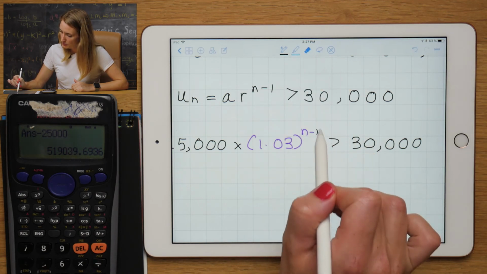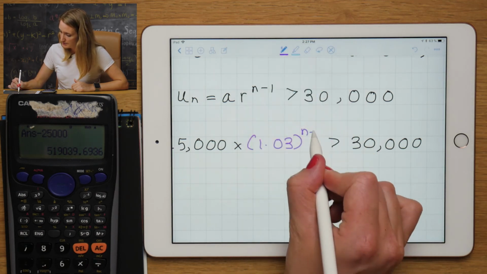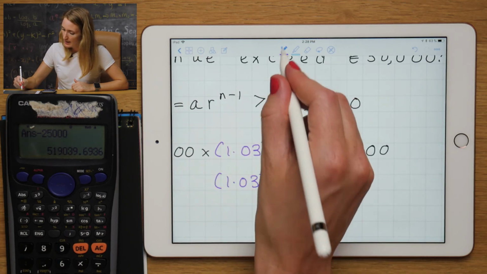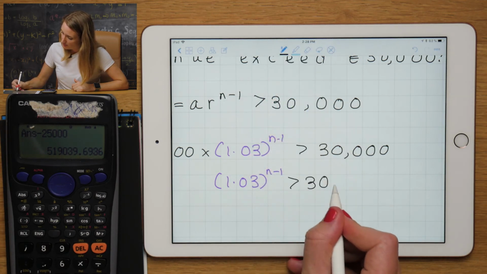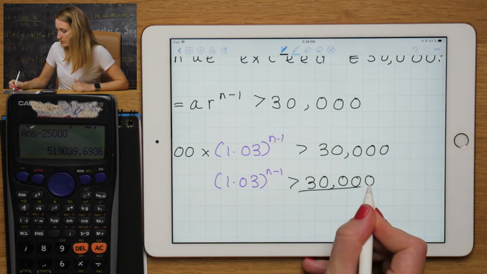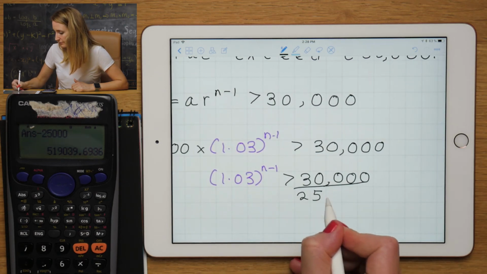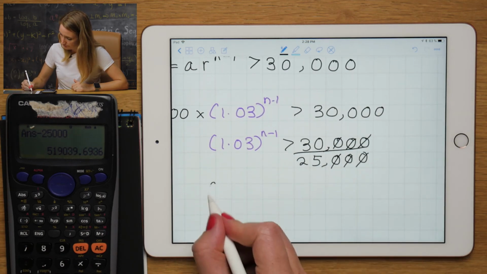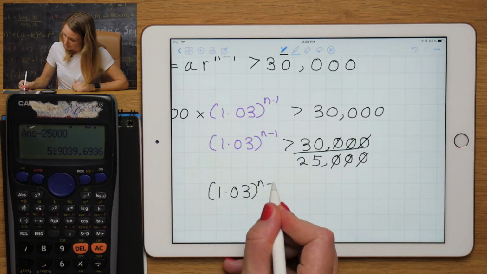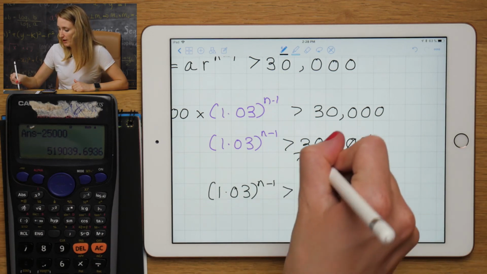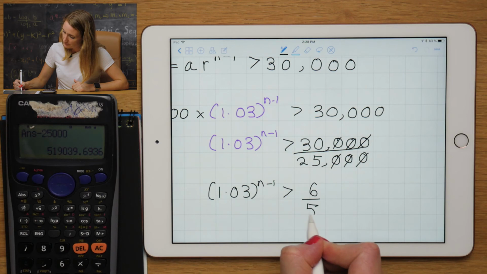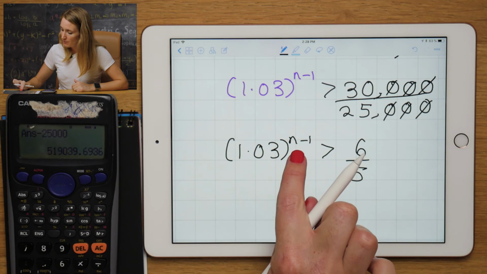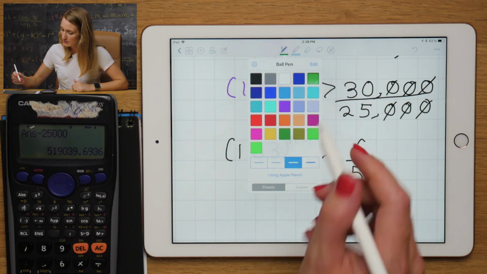So that means you move everything else to the other side. So 1.03 to the n minus 1 has to be bigger than 30,000 divided by 25,000. We can cancel that down a little bit, and you can divide both of these by 5. That's 6 and that's 5. Now we're going to take logs on both sides because we have an unknown power. Whenever you have a power that you want to work out, you need to take logs.